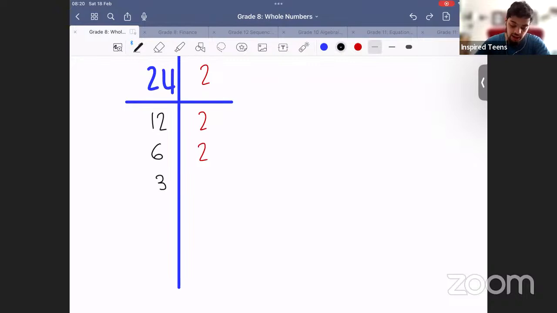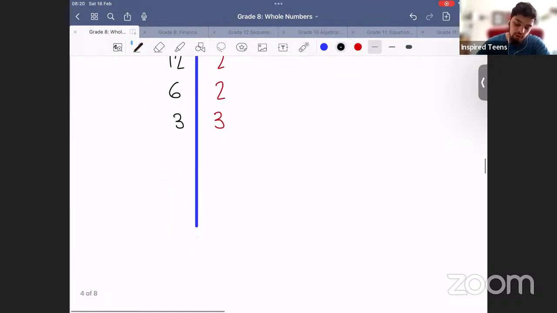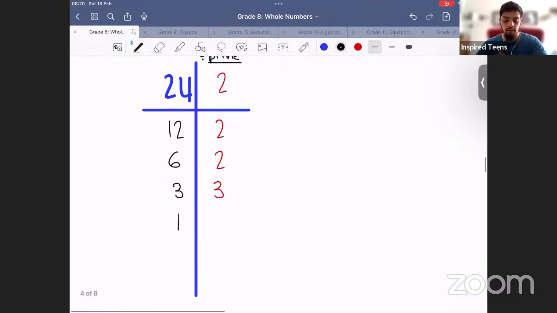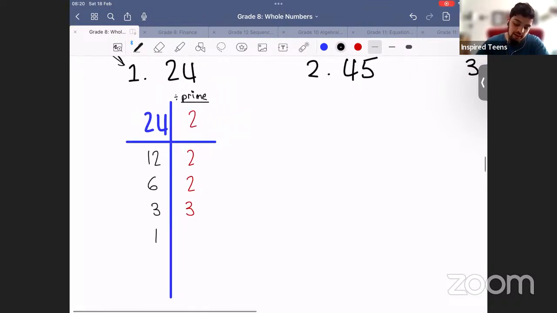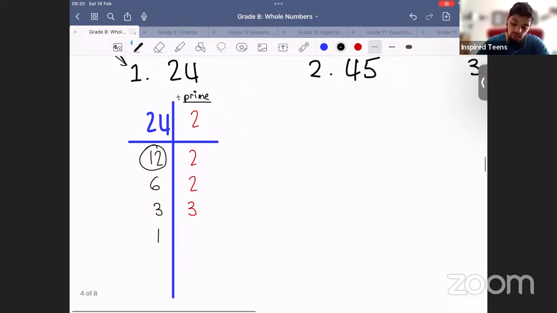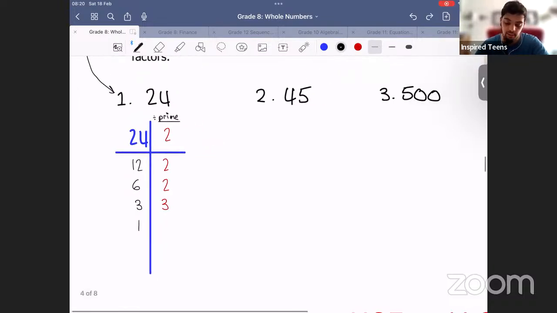Now I need to divide 3 by a prime number. 3 itself is a prime number, so you can divide it by itself. When you divide 3 by 3, you get 1. So now we are done. As soon as we reach 1, we are complete. So now we have 24 written as a product of its prime factors. 24 divided by 2 gives us 12. 12 divided by 2 gives us 6. 6 divided by 2 gives us 3. 3 divided by 3, we get 1. So we are constantly dividing by prime numbers.